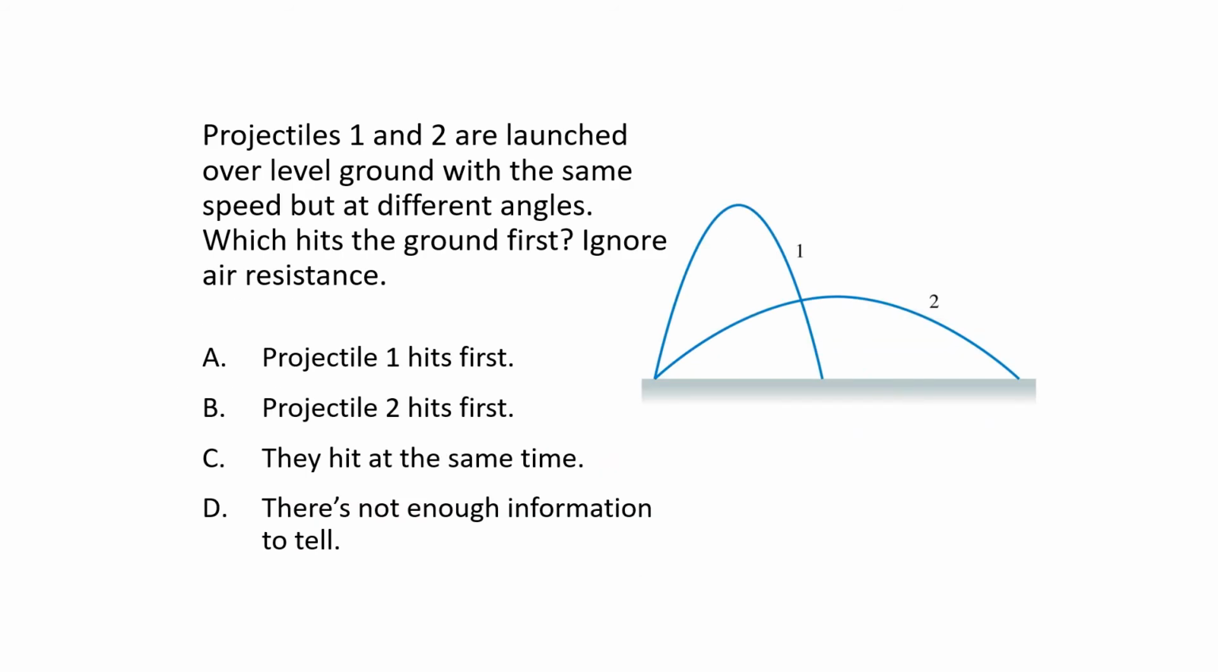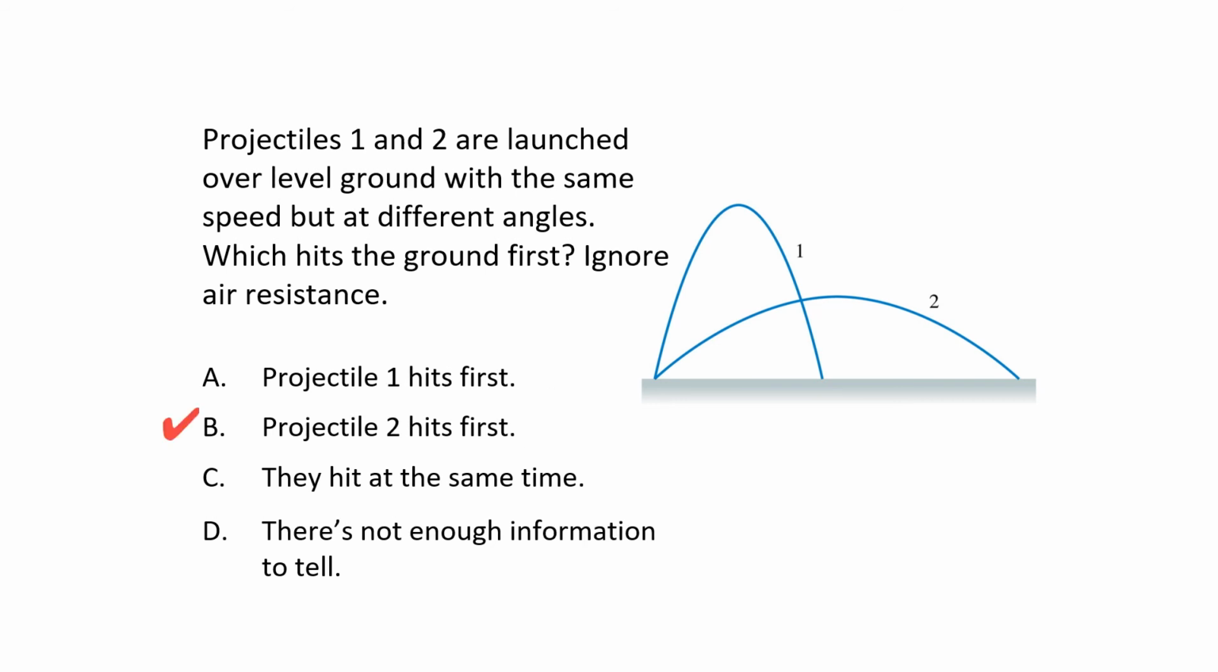So, if projectiles 1 and 2 are launched over level ground with the same speed but at different angles, which one do you think will hit first? Let me give you a second to think about it. If you said the second projectile, you are correct. If you're wondering how in the world you could figure that out without more information, think about free fall. Break these trajectories in half. Which one, when it's at the peak, will take longer to fall? It's going to take a lot longer to fall the distance from the peak to the ground for projectile 1 than it is for projectile 2.